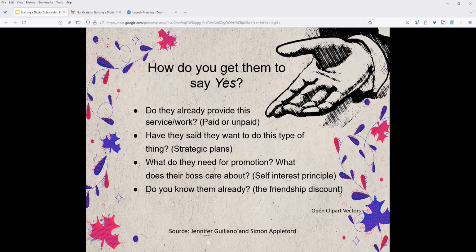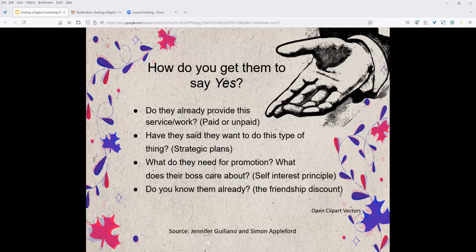Now, you've identified someone. How do you get them to say yes? Well, do they already provide this service or work, paid or unpaid? My buddy, the librarian who solved the WordPress problem, it only took him a couple hours. He already knew all that stuff and he's getting paid to help faculty anyway. So why not? If this was a major project where he would have spent a humongous amount of time, then that would have been a different conversation. But he said, yeah, I can do a WordPress plug-in, no problem.